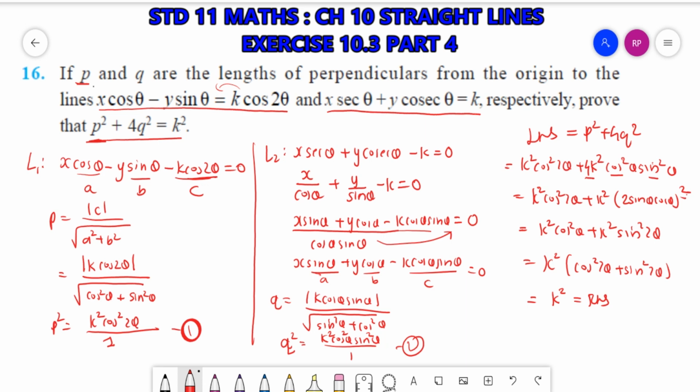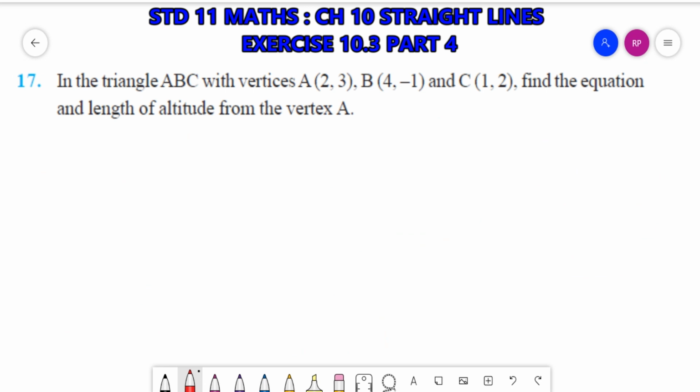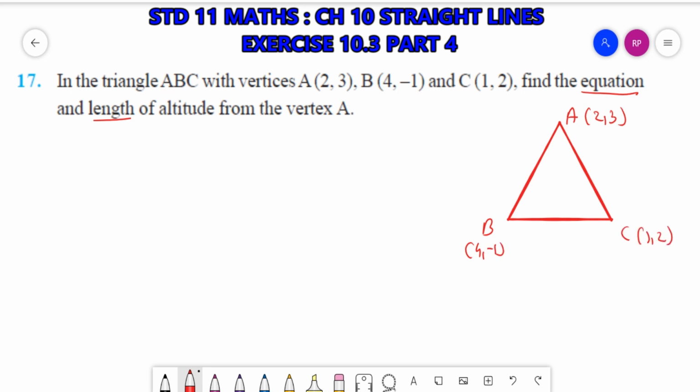Let's see the next question. Question 17. In triangle ABC with vertices A (2, 3), B (4, -1) and C (1, 2), find the equation and length of altitude. So you have to find out also the equation and the length. So first let's draw the triangle. Okay, so this point A, B (4, -1), C (1, 2).